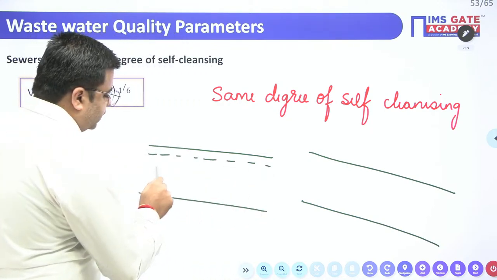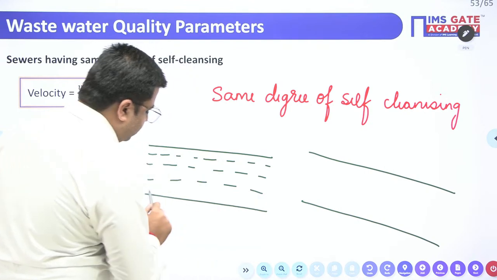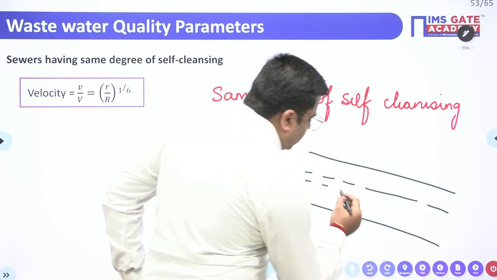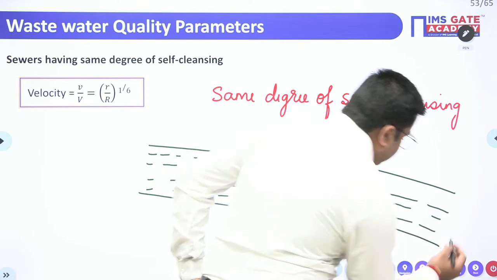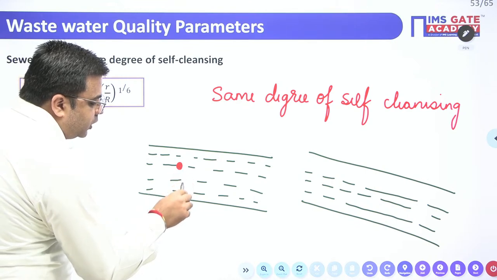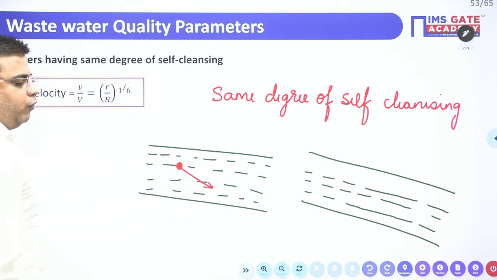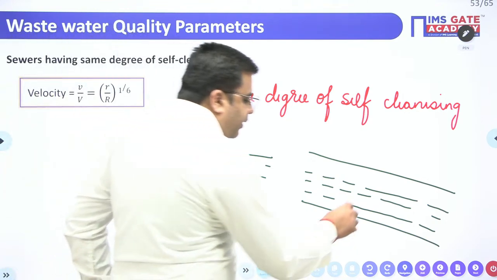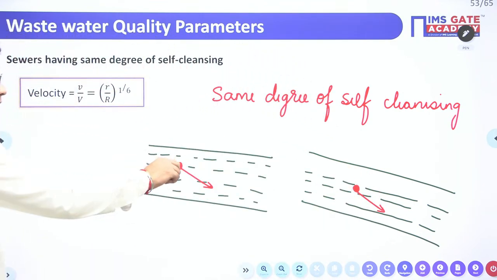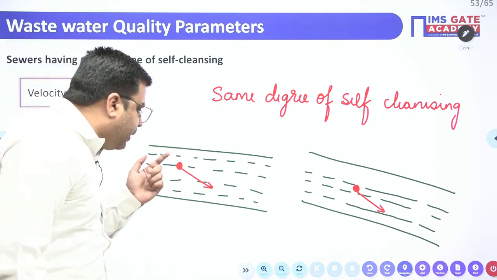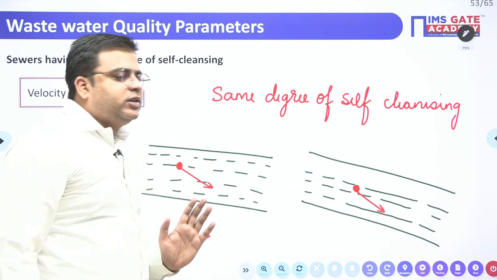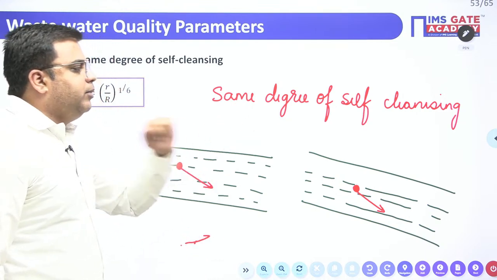In the first sewer, the depth of flow is the entire depth, right? For the second sewer, the depth of flow is partial. We have the partial depth of flow like this, right? So when we talk about the same degree of self-cleansing, we are talking about the resistance force or the friction force offered by the flow of fluid against the settling of these particles. If this wastewater applies the same kind of resistive force, the same kind of shear stresses, for both the sewers, then we can say that both the sewers have the same degree of self-cleansing.